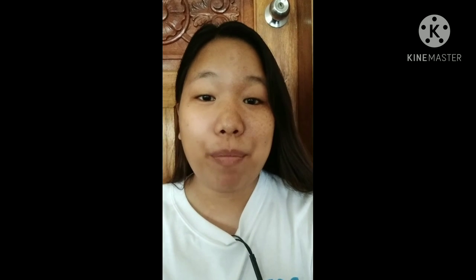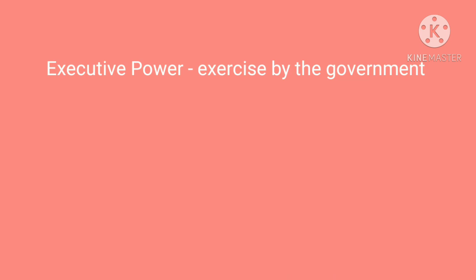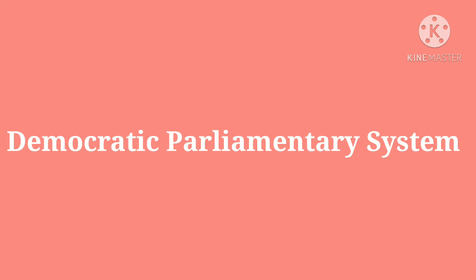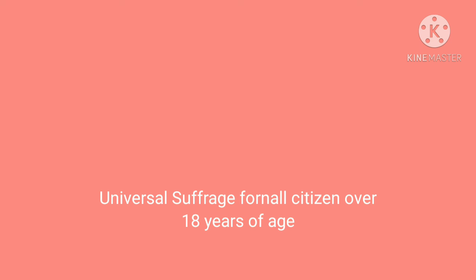Uganda is a presidential republic in which the president of Uganda is both the head of state and the head of government. Executive power is exercised by the government. Legislative power is vested in both the government and the National Assembly, and the system is based on a democratic parliamentary system with universal suffrage for all citizens over 18 years of age.